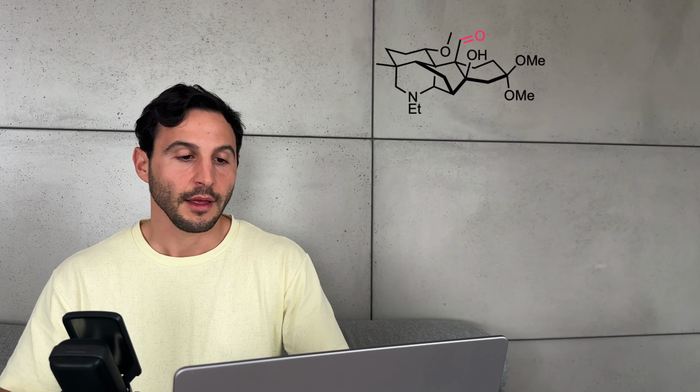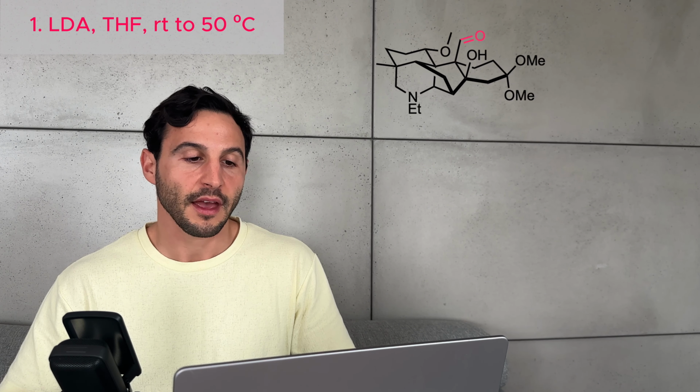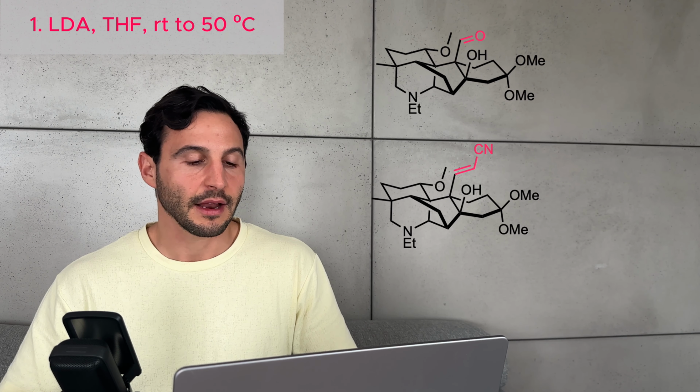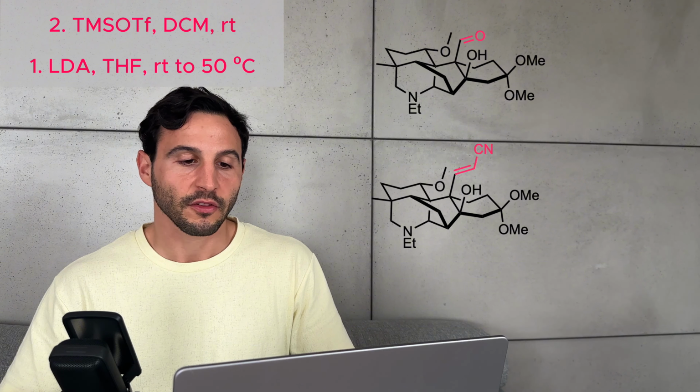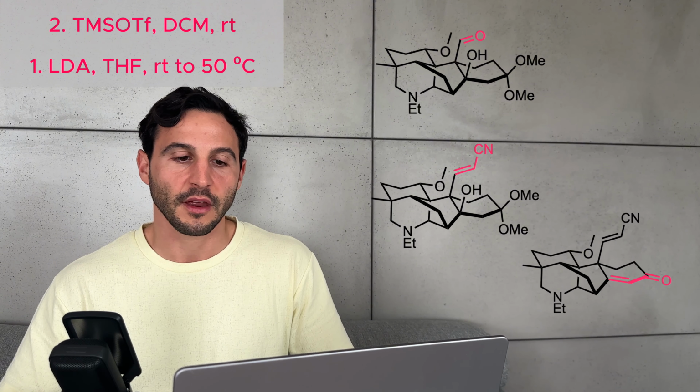aldehyde. The aldehyde undergoes Horner-Wadsworth-Emmons olefination with LDA and a phosphonate to give the corresponding E-alkene. The alkene is then treated with TMS triflate to provide the alpha-beta unsaturated ketone in 86% yield.